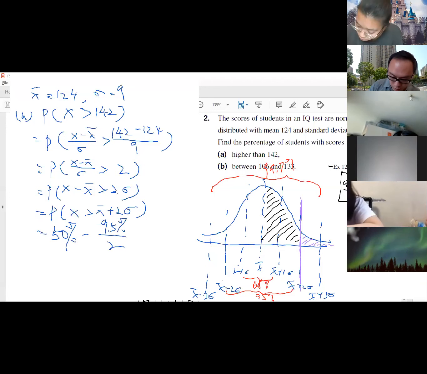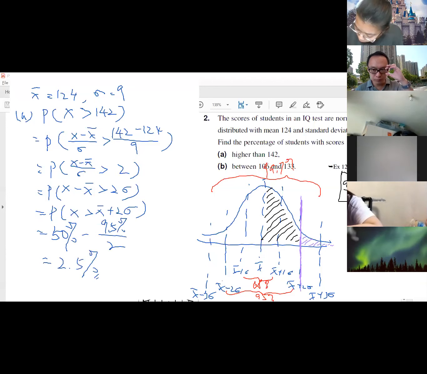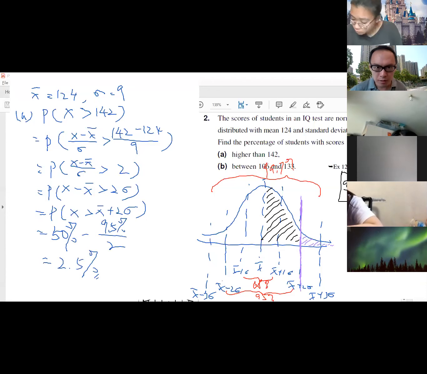So it should be equal to 2.5%. Is that okay? Can you get the answer for part A?